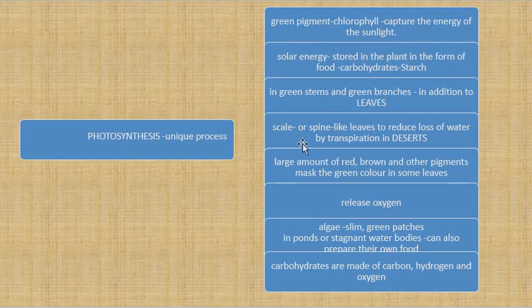Then there are scale or spine-like leaves in desert areas to reduce loss of water, and those scale or spine-like leaves can also prepare food. These scale or spine-like leaves are found mostly in desert plants because there is less water there and you cannot waste water. Transpiration is a process by which the leaves give out the excess water.